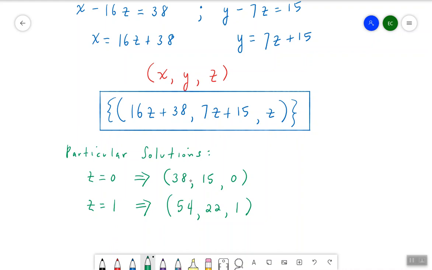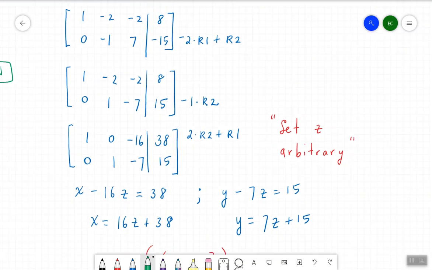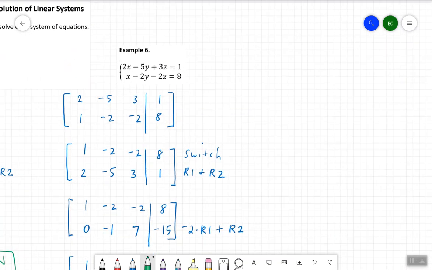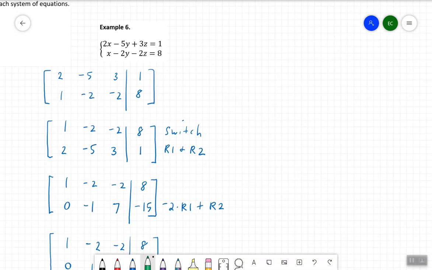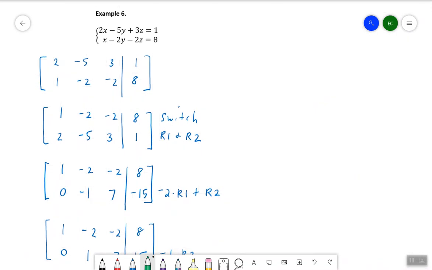It might be fun to take one of these solutions like 38, 15, and 0 and plug it back in to the original equations. If you plug in those numbers for x, y, and z, you'll see that both of these equations are true. Okay, before we wrap this up, let's just go one more time through example 6.